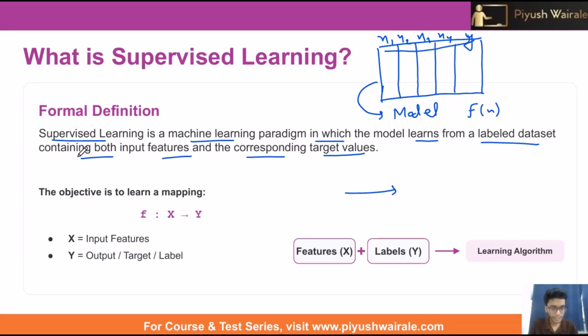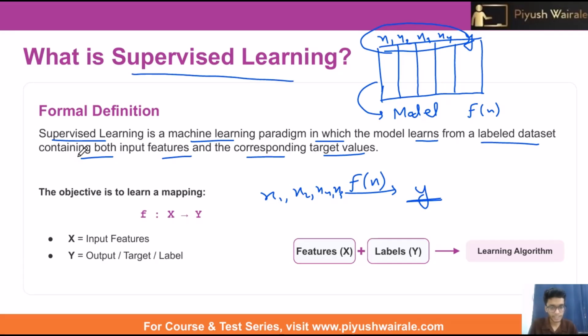The model defines a function with all the features, and then for new data points we will be given these features again, x2, x3, x4, x3, and using this function it will predict the label or predict the output for the new data point. This is how supervised learning works.